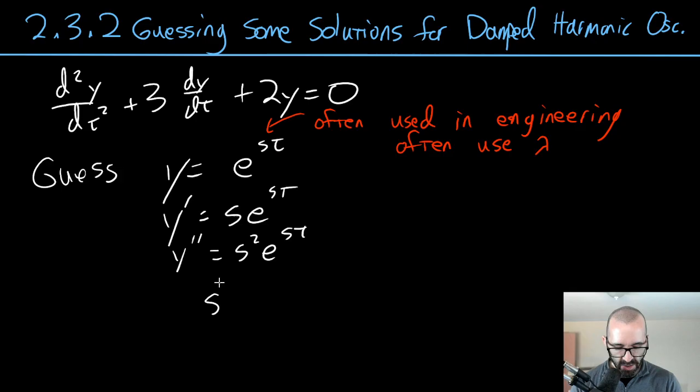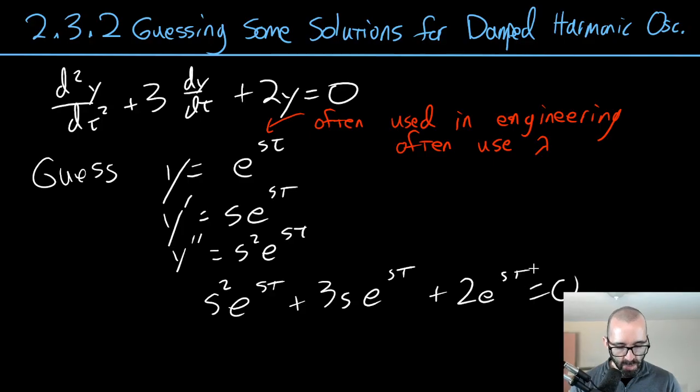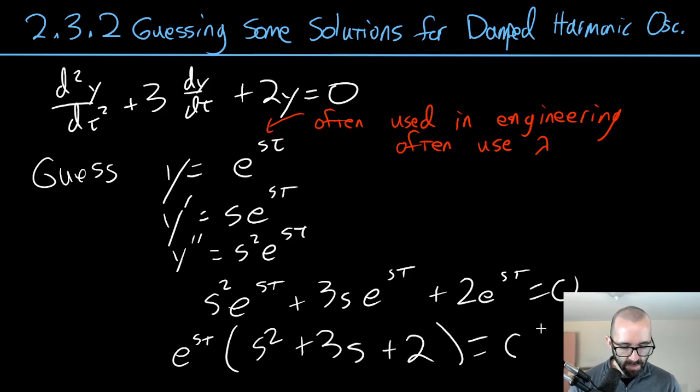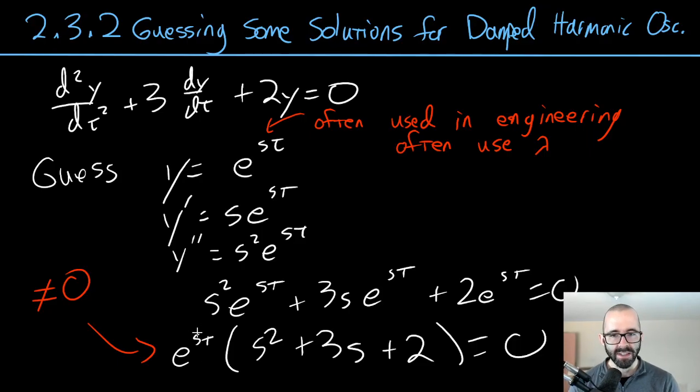When you plug everything in, you're going to get s squared e to the st plus 3s e to the st plus 2 e to the st equals 0. We'll be able to factor out an e to the st out of everything and get s squared plus 3s plus 2 equals 0. If something is factored and equal to 0, that will happen if either piece is equal to 0. We know exponential functions are never equal to 0. There's no value of s that will make this ever equal to 0.